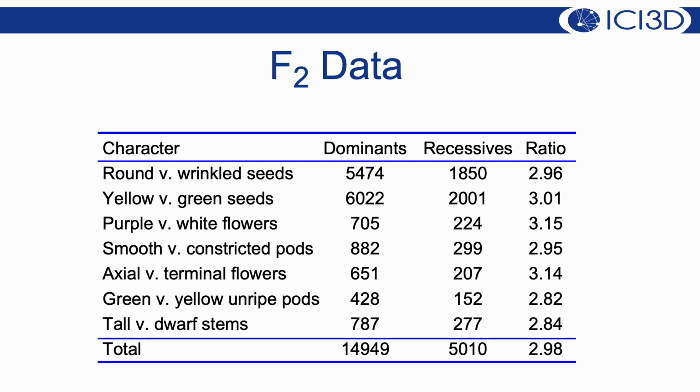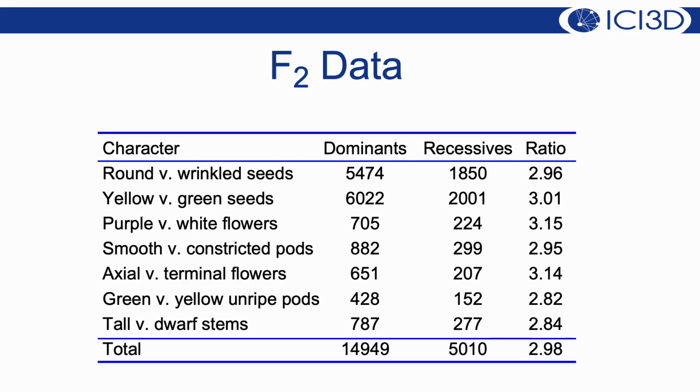Okay. And what he does is he then looks not just at the length of stems, but he looks at seeds, and he finds out that the seeds come in two sorts. They're either round or they're wrinkled, and they're either yellow or green seeds, and they either have purple flowers or white flowers, and they're smooth or constricted pods, and axial versus terminal flowers, etc., etc., etc.